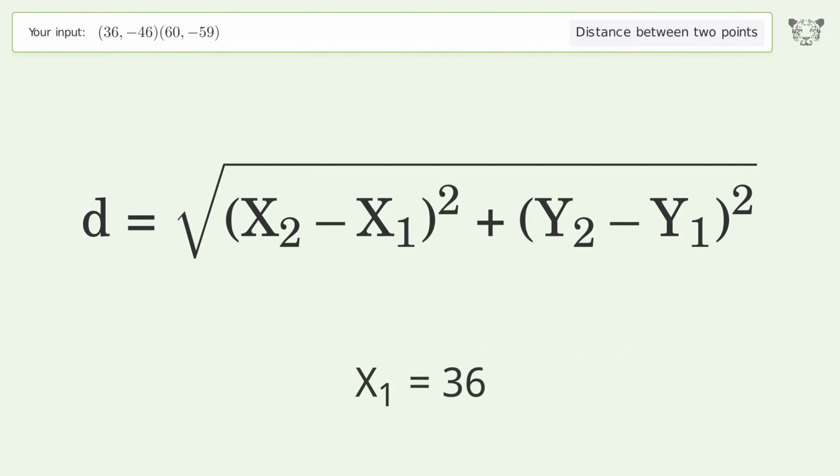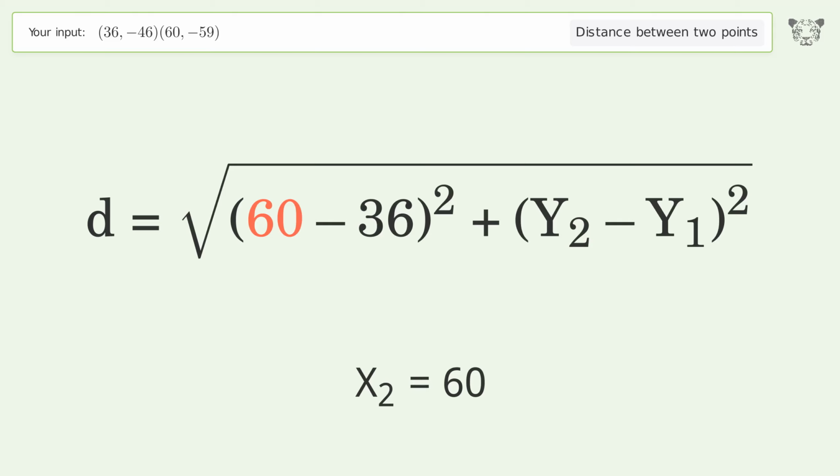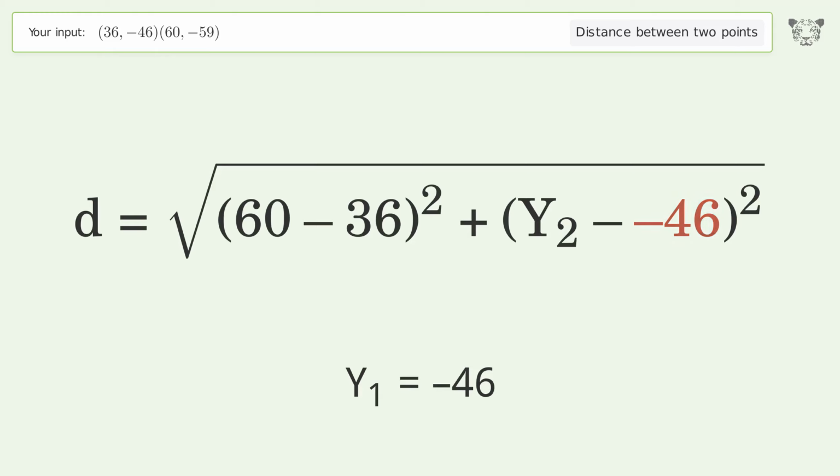x1 equals 36. x2 equals 60. y1 equals negative 46. y2 equals negative 59.